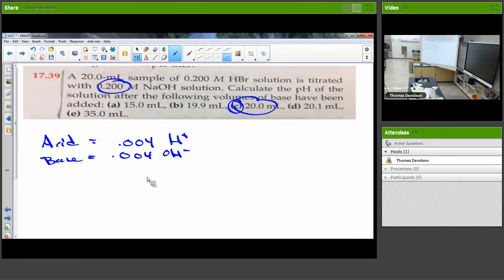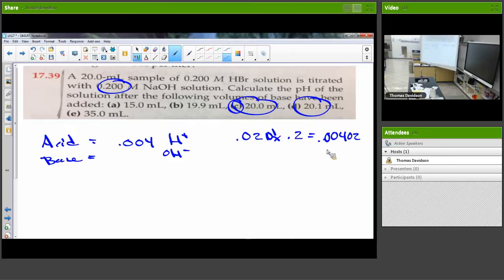In letter D, I still have 0.004 moles of acid to start with. But when I take this 0.0201 times 0.2, what do you get? 0.00402.